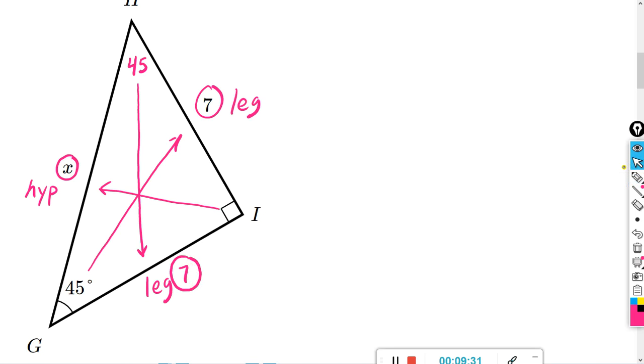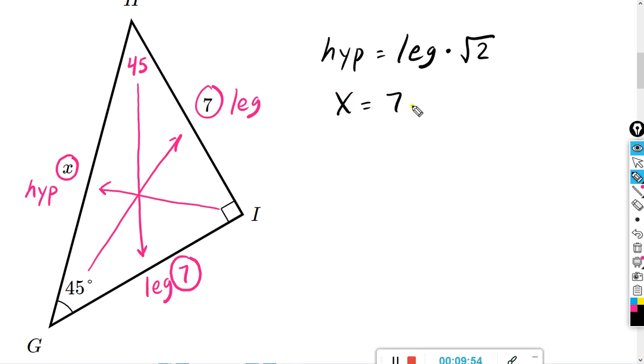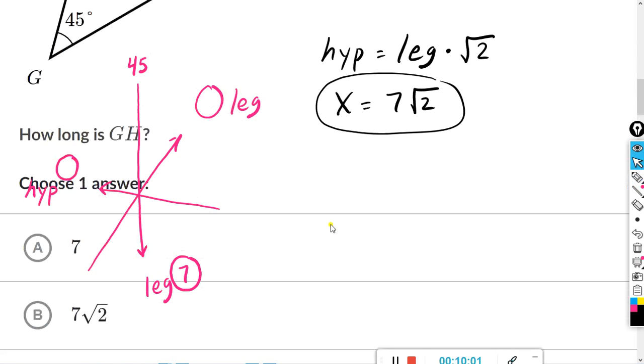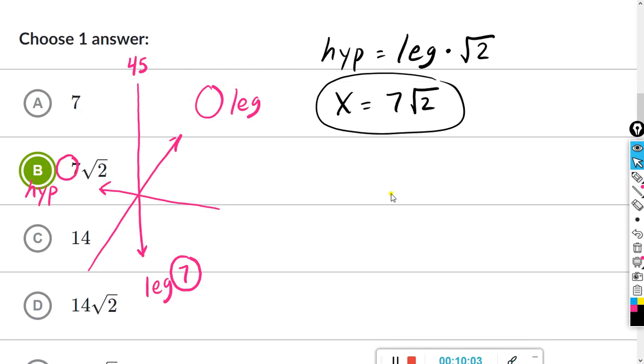Now, there's only one formula for this one. Hypotenuse equals leg times radical 2. We don't have short and long leg for this one because both legs are the same. So just use the formula. The hypotenuse, the side length is x. For the leg, the side length is 7, and that's times radical 2. Multiple choice, 7 radical 2.